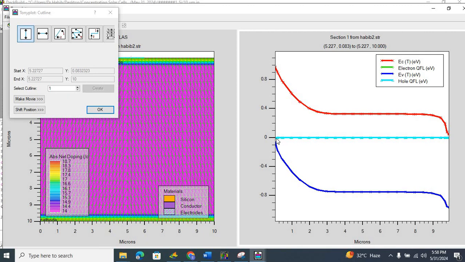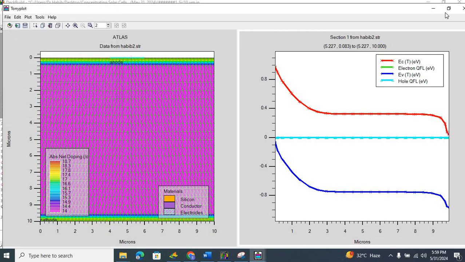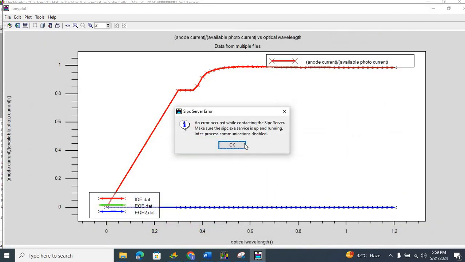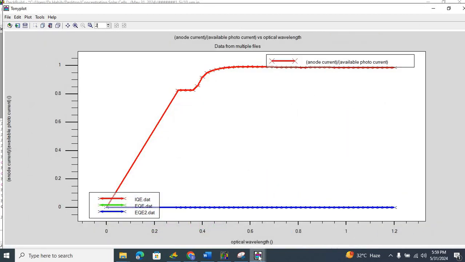We have a p-type layer over here. That is obvious from the fact that the Fermi energy level is close to the valence band on the left side and is close to the conduction band on the right side. So it means that we have n-type doping over here. The structure is already simulated.